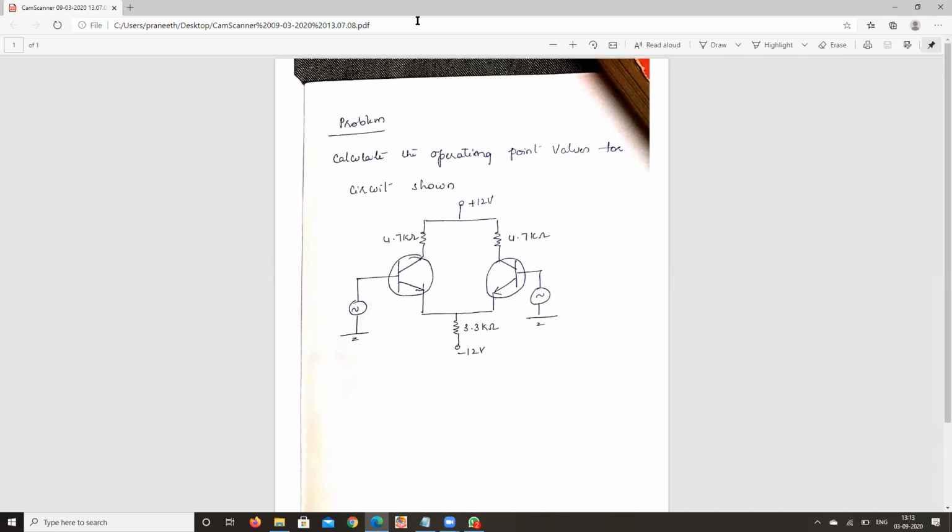Here the question was to calculate the operating point values, isn't it? That means operating point values means you need to find out ICQ and VCEQ. Yes or no? So find out whatever data was given in the figure, just take it down. Everybody has to do this.